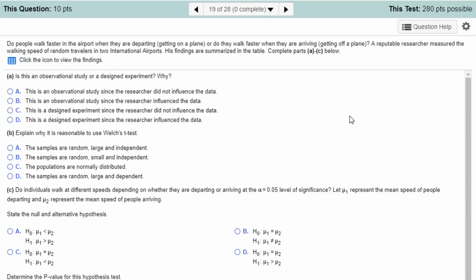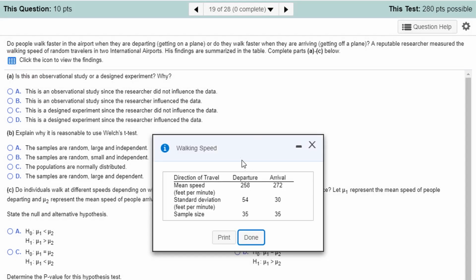Okay. Do people walk faster in the airport when they are departing, getting on a plane, or do they walk faster when they are arriving and getting off a plane? A reputable researcher measured the walking speed of random travelers in 2 international airports. His findings are summarized in the table. Okay, here's the table. It's just a summary of this stuff.